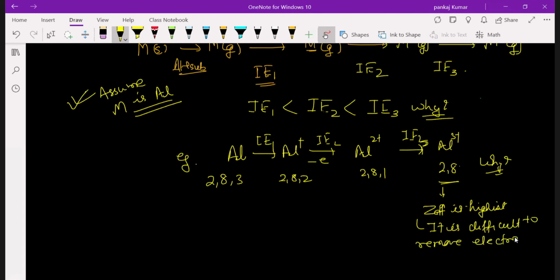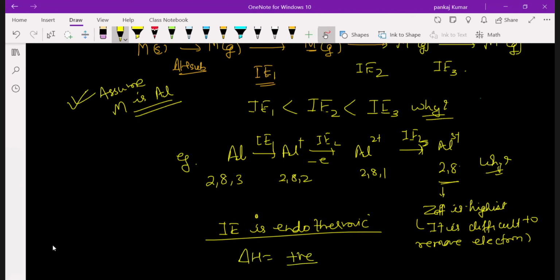That's why the first energy will always be the lowest one, and ionization energy is always endothermic. They will absorb heat. So it is endothermic, and we can say delta H will always be a positive value. We'll do units and all those next time.